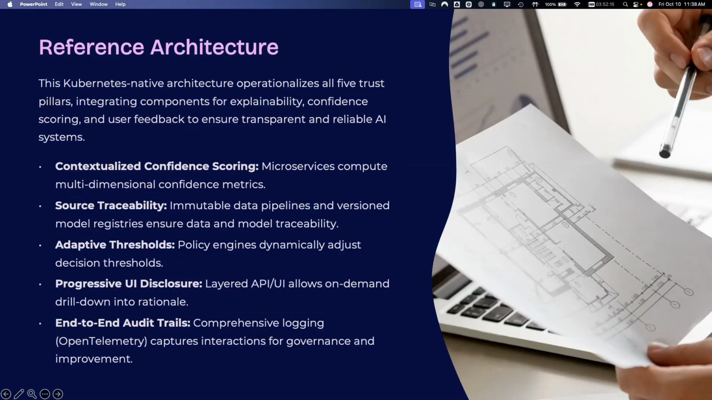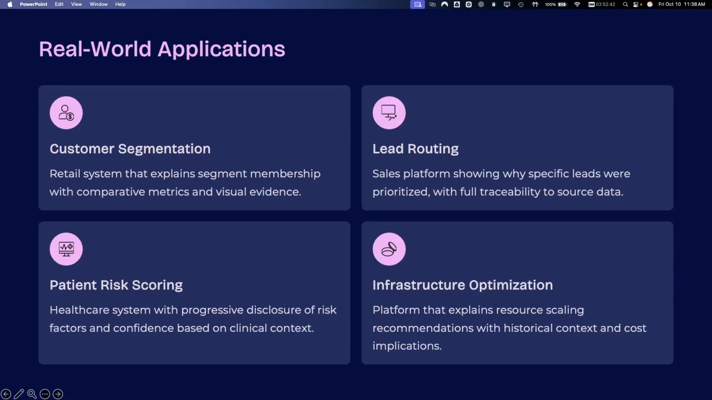Now, the reference architecture. It brings it all together. It's a modular system where confidence scoring is computed in microservices, traceability is ensured via versioned pipelines, and the thresholds are policy driven. The UI exposes layered explanations, and audit trails log everything from prediction to outcome. This is trust by design. Let's move on to real-world application examples.